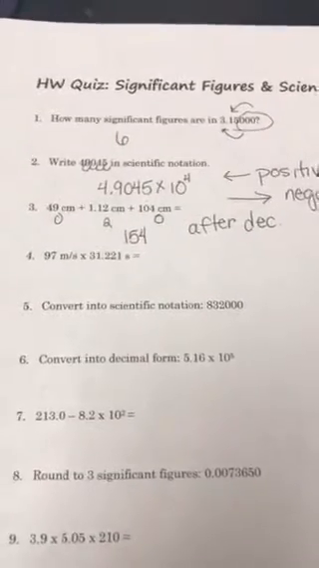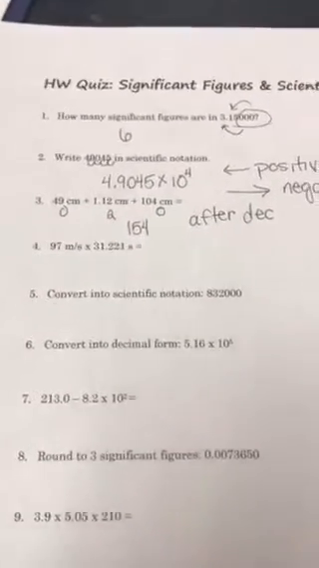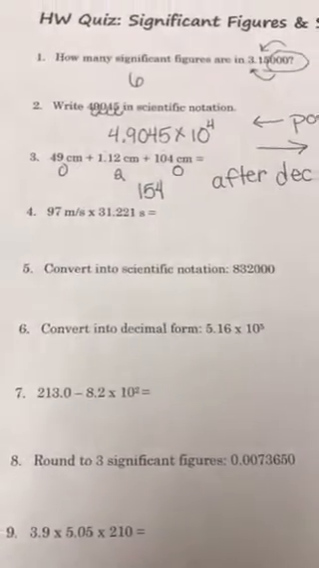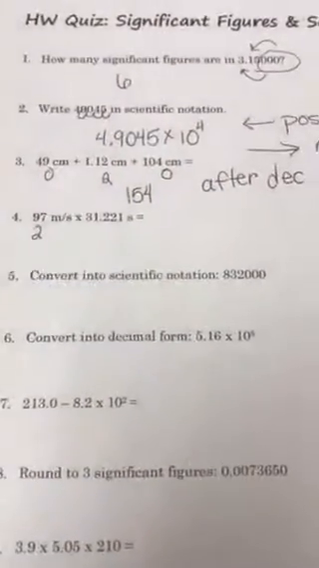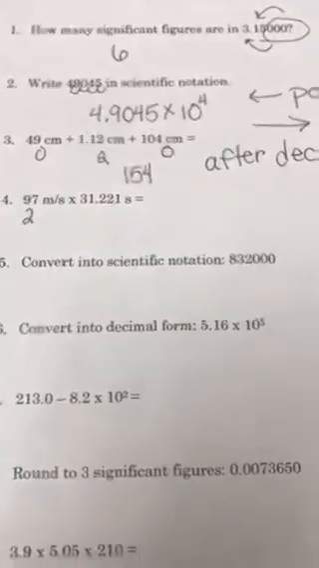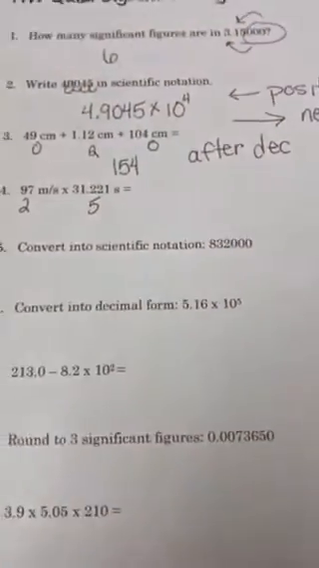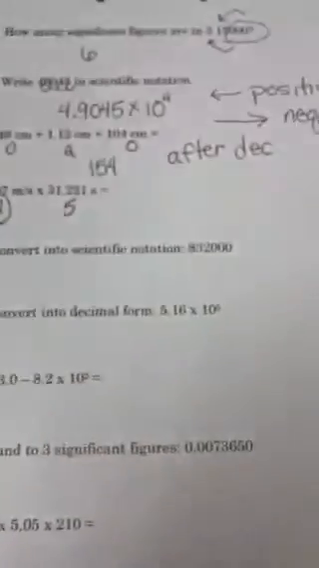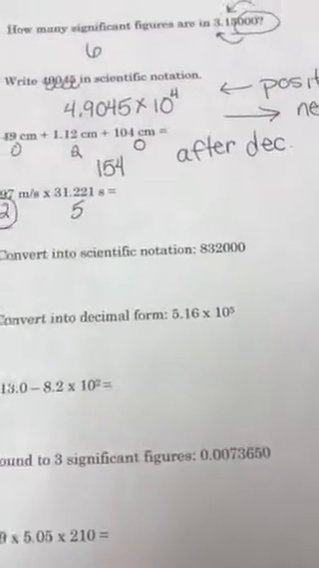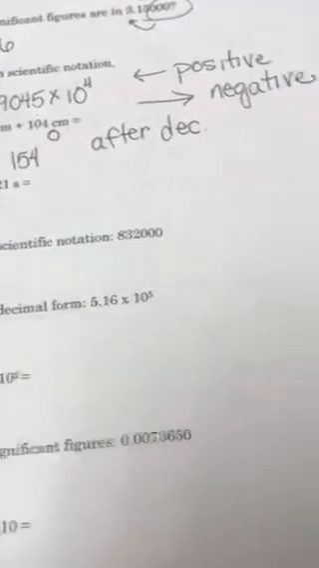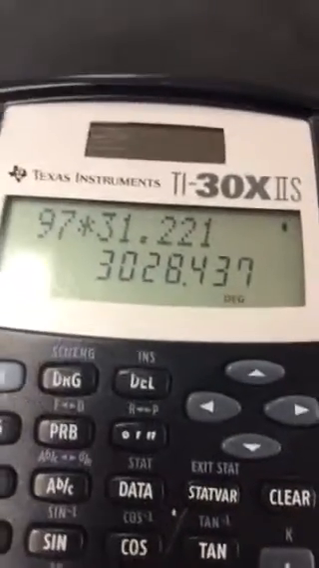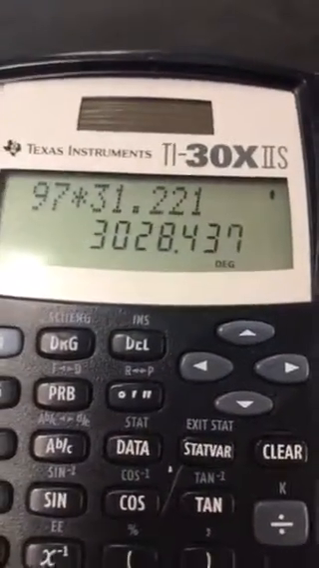So in number 4, we have a multiplication problem, so it's a little bit different of a rule. We're looking at the entire number, not what's after the decimal point. When I look at 97, there's 2 significant figures there. When I look at 31.221, I have 5 significant figures there. So when I do my calculation, I only want 2 significant figures. We go with the lowest number. So 97 times 31.221 gives me 3028.437. But I only want 2 significant figures.